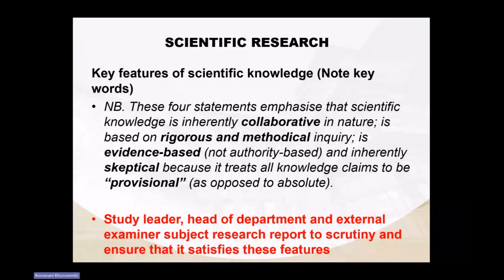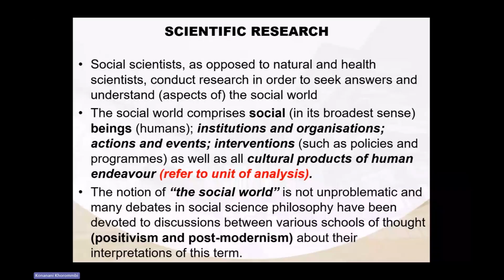Social scientists, as opposed to natural and health scientists, conduct research in order to seek answers and understand the social world, not the natural world, the social world. And now the social world comprises social institutions and organizations. They comprise social beings, which are humans, institutions and organizations. They comprise actions and events, as well as interventions and cultural products of human endeavor. This is what is in the social world. And when we study as social students or qualitative students, we are likely to look at this as part of the unit of analysis. The notion of the social world is not unproblematic, and many debates in social science philosophy have been devoted to discussion between various schools of thought, positivism and postmodernism, about the interpretations of this term.